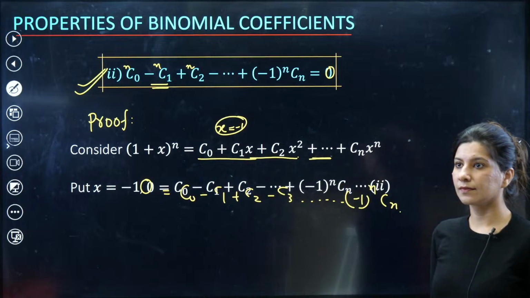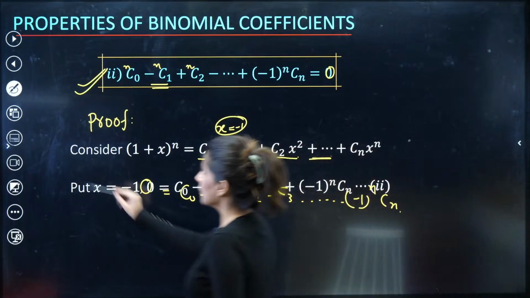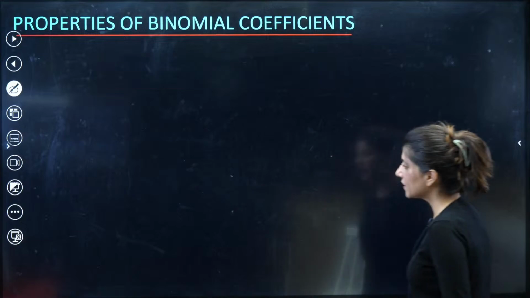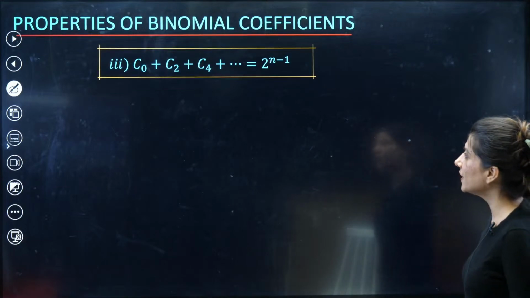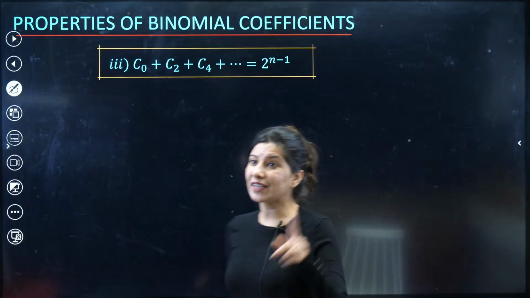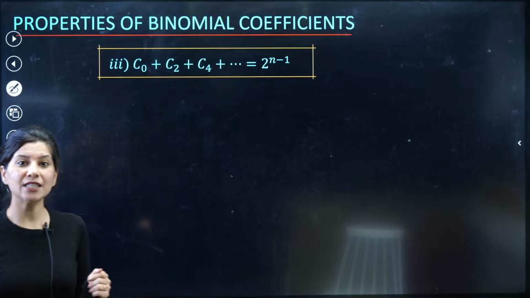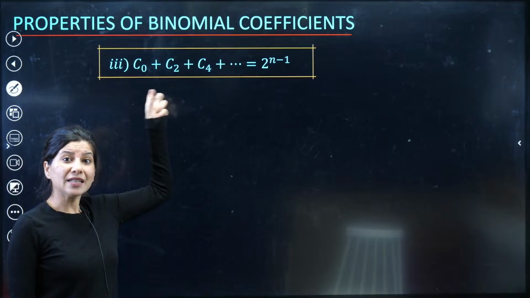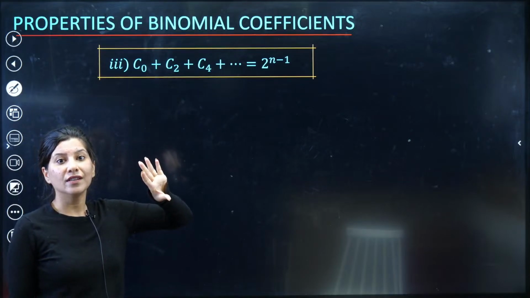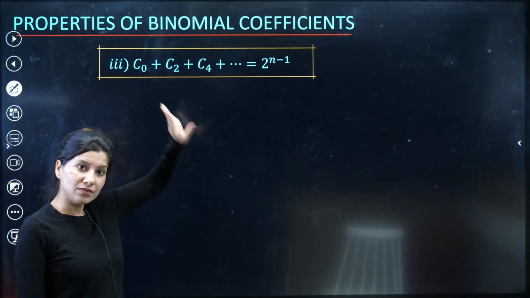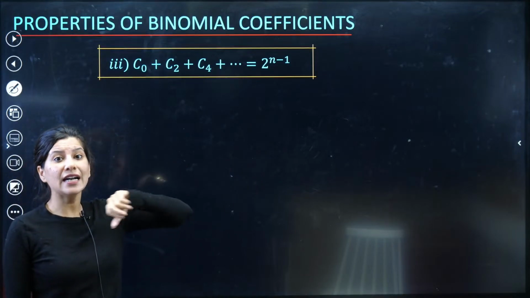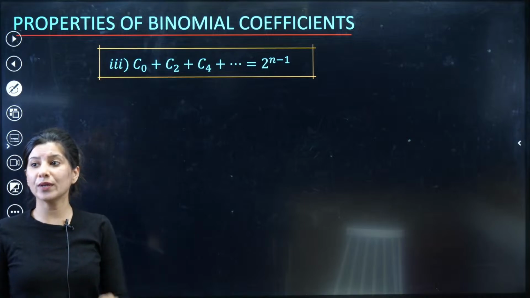So you put x equals to minus 1 and you get 0 is equal to this. Now the third property. Can you see what is happening in the third property? It has C0, but we are not having C1. Then we have C2, C3 is missing. C4 is there, C5 is missing. So for that, I will need two equations.